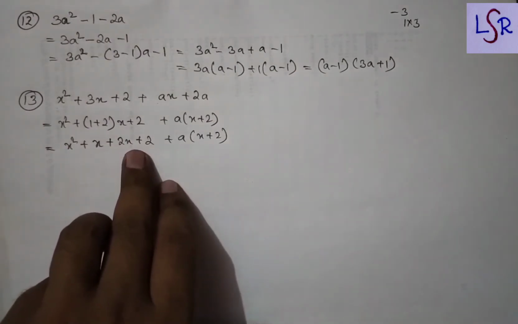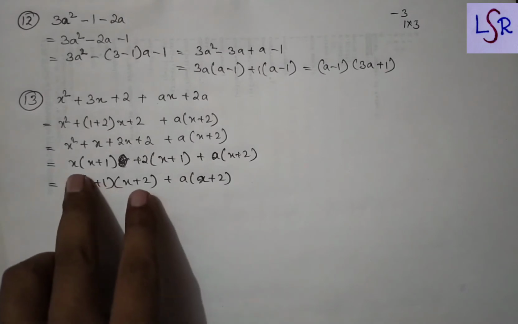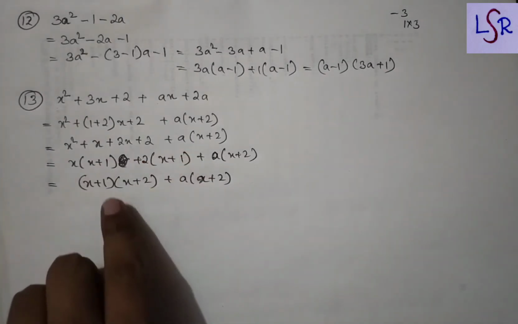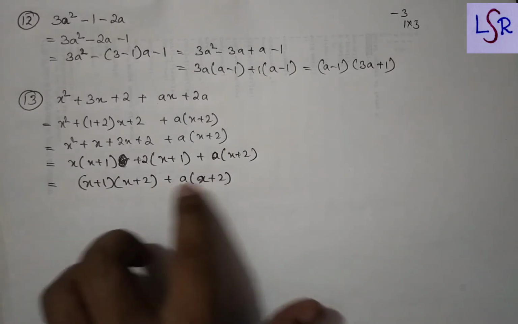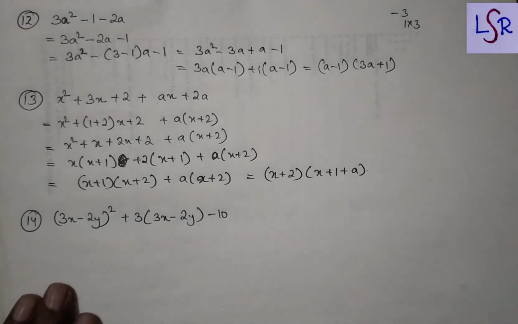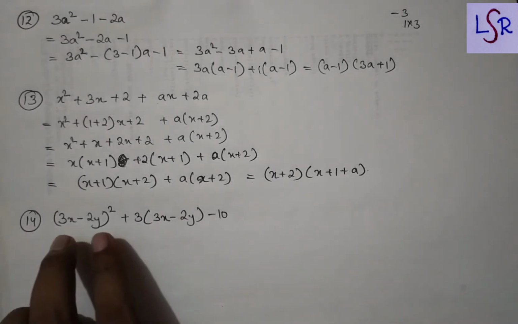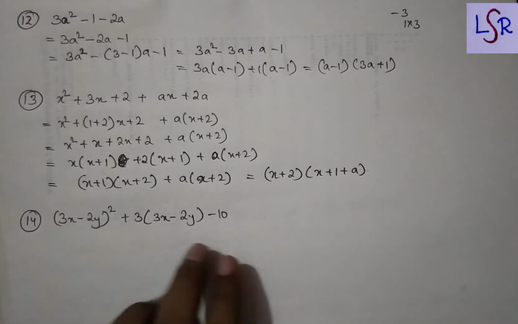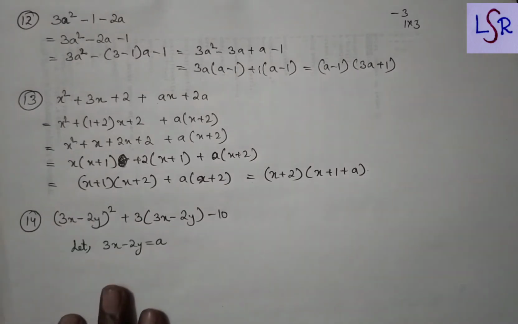Now after taking the common of x and 2 from these two, we have got the bracket and we have taken the bracket common, and now we see x plus 2 is common in both of it, so we can take that common. Now in question number 14 we are having this. Here we see the bracket 3x minus 2y can be replaced by any other constant or a variable. Here we have taken 3x minus 2y equals to a.